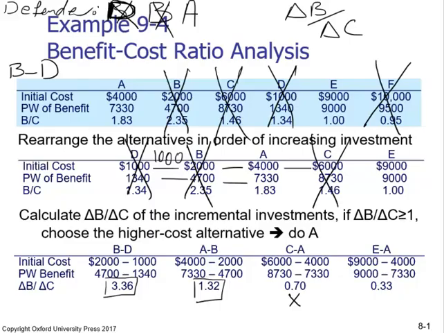And the last one is between E and A, and again the same thing. E lost, and A is the one that we choose, the one that we select. It is benefit cost ratio analysis.